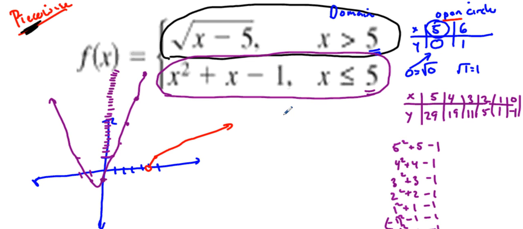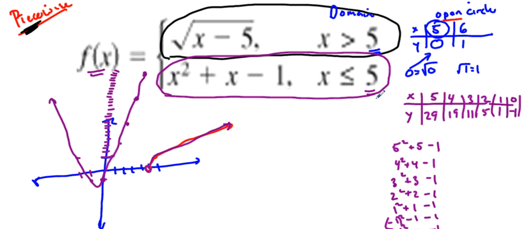All right, so for all x values less than or equal to 5, we have this parabola, which starts at 5 and everything less than that. We have our little square root function, goes this way. So together, these two graphs make up this function f of x. And that's how we graph piecewise functions.